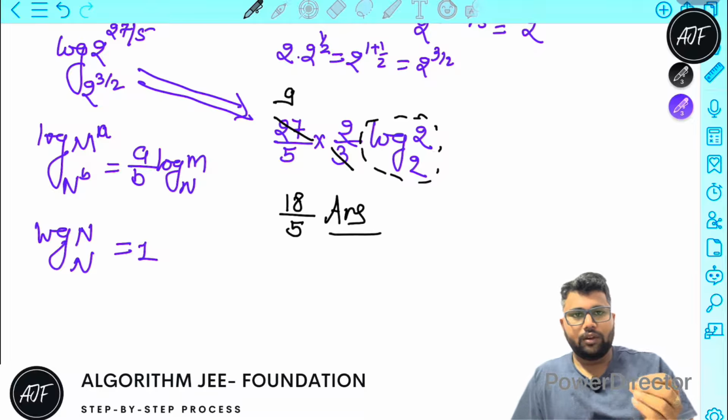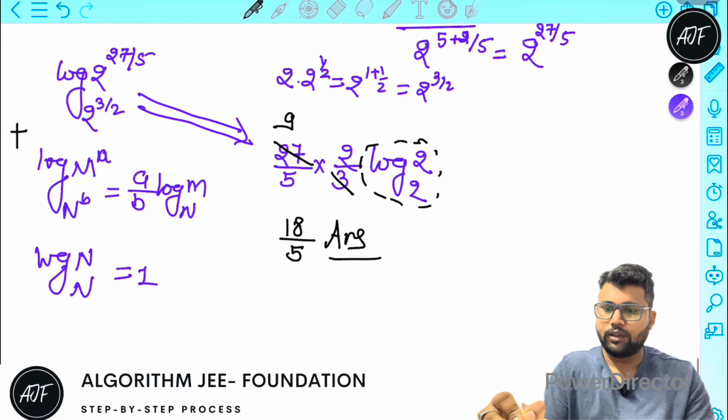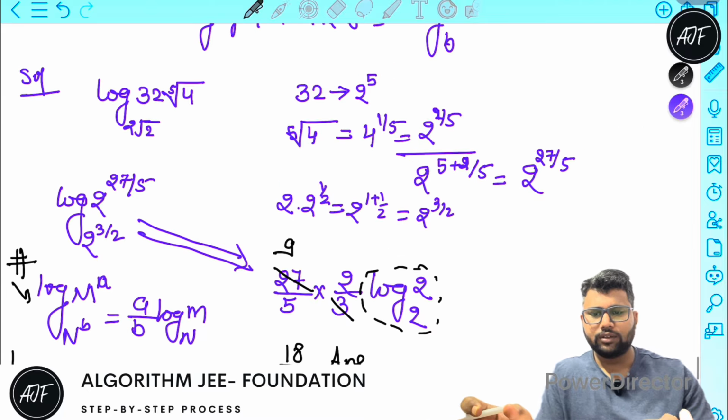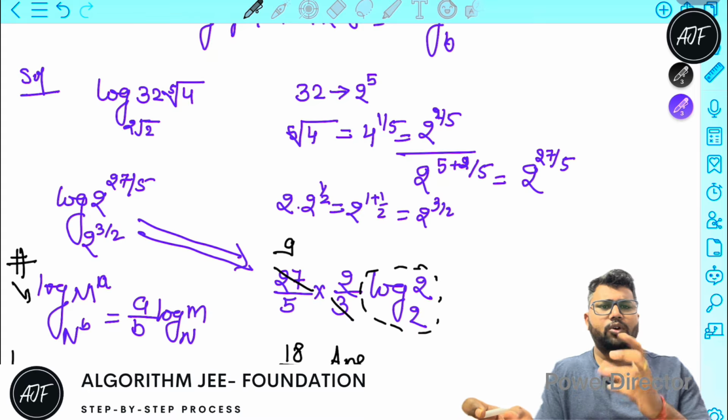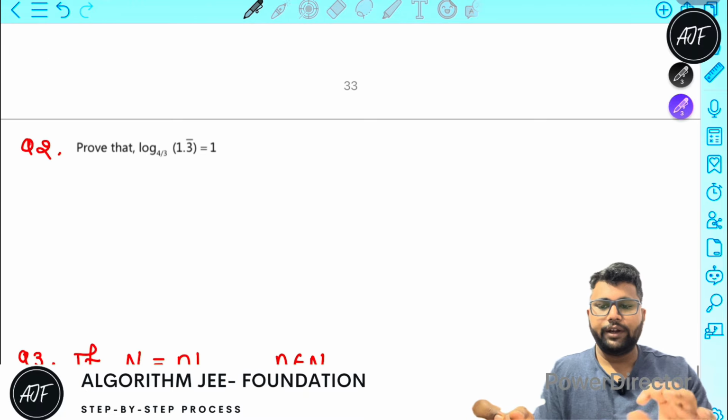So in this question we apply these two properties. First one is this one, and second one is this one. I think it is an easy question. It is only based on the power game. Okay, now we will discuss the second question.